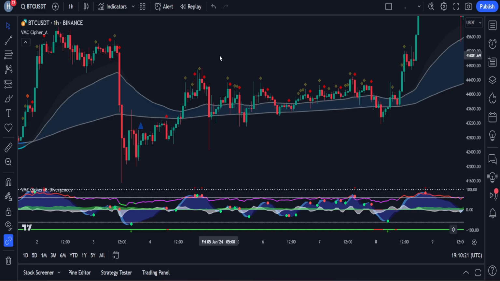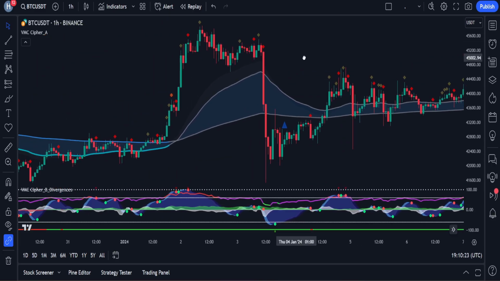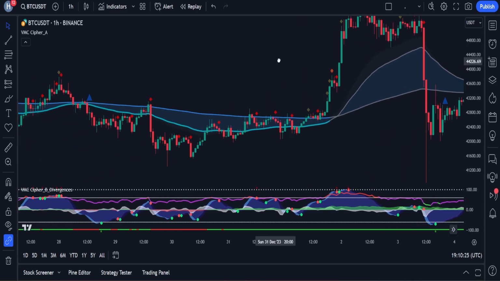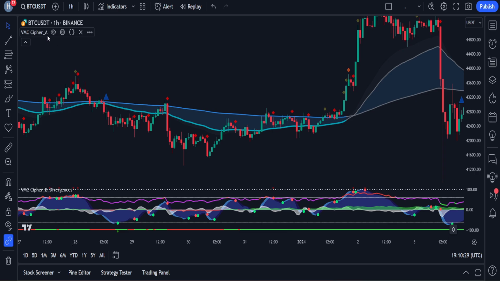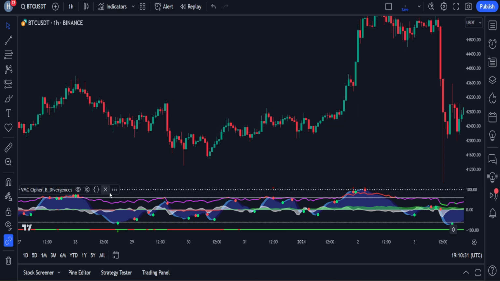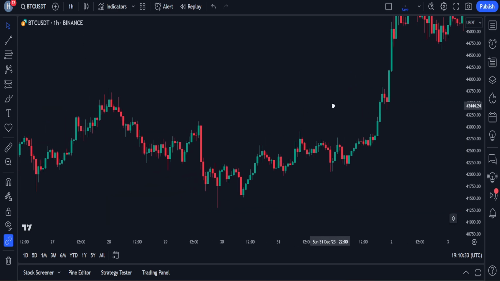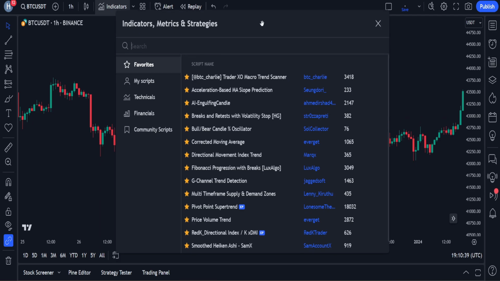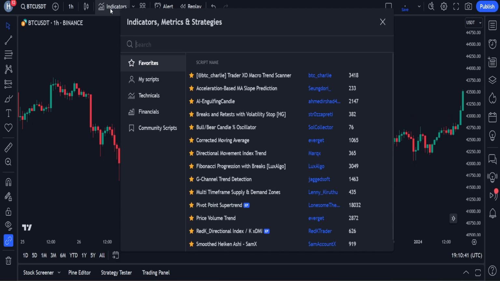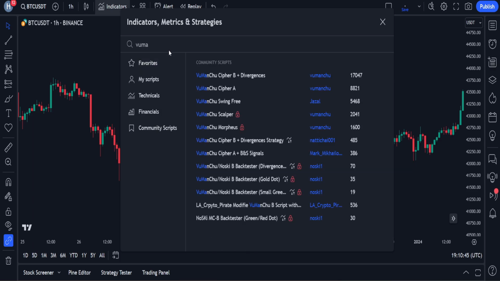So I'm in TradingView, and this is what our chart is going to look like when we're done setting up our indicators. I'm going to be using a Bitcoin chart to explain this strategy. I'll quickly remove these indicators from the chart so I can explain their settings from the beginning. First of all, the first thing we need to do is add this incredible indicator to our chart. So it's pretty simple. We will click on the Indicators tab and in the search bar type Vumanchu, and then add this indicator Vumanchu Cipher A to the chart. So this is the indicator we'll be using.